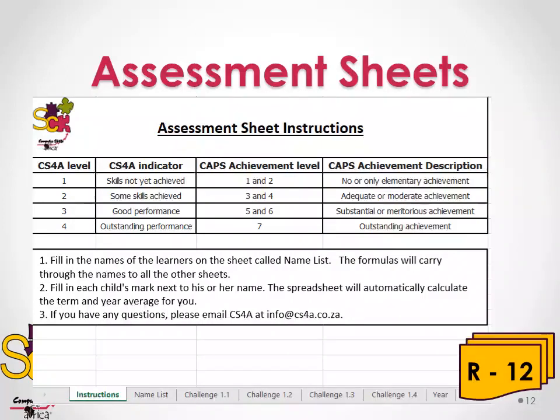Okay, so we have 4 levels. The Department of Education prescribes 7 levels. They are very similar.